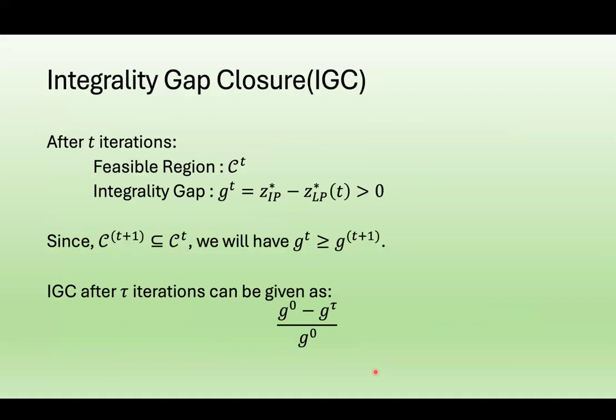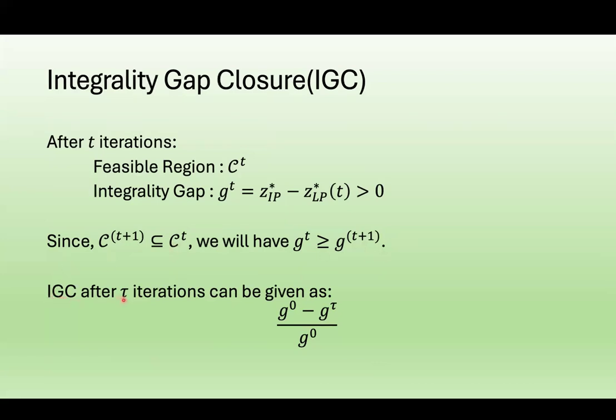Now let's talk about integrality gap closure. After t iterations, the feasible region would have shrunk to Ct. The integrality gap Gt can be given as z_IP star minus z_LP star at the tth iteration, which will be greater than 0. Since the feasible region at t plus 1 will be a proper subset of the feasible region at the tth iteration, the integrality gap at the tth iteration will be greater than or equal to the integrality gap at the t plus 1th iteration, which means the integrality gap gets smaller and smaller with the number of iterations.